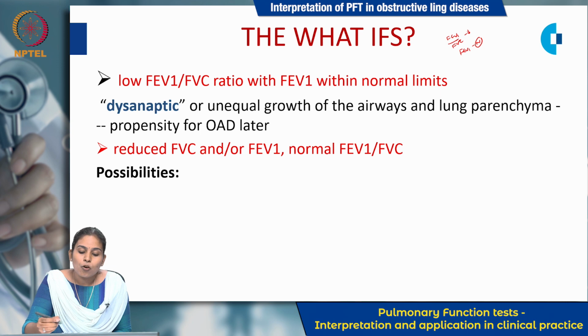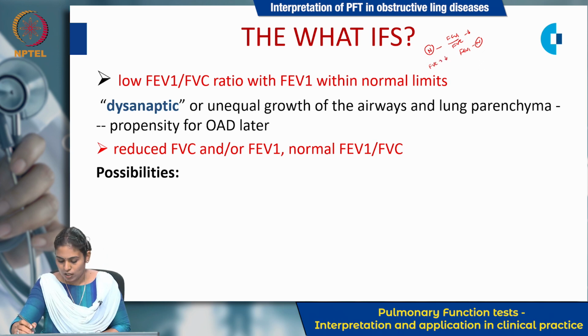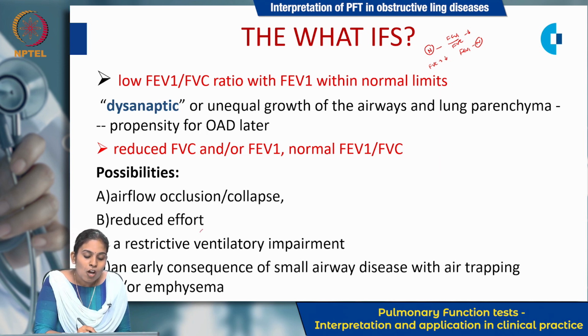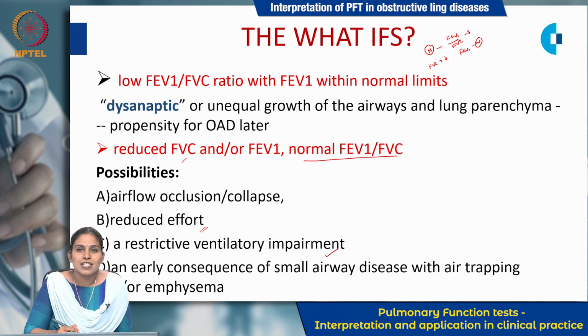Next possibility is that we have an FEV1 by FVC ratio which is normal, but your FVC is reduced. What are the possibilities for that? The person might have reduced effort, or the person may have airway obstruction or occlusion, or the person may have a restrictive ventilatory impairment. These are the conditions where the person will have a normal FEV1 by FVC ratio, whereas they will have a reduced FVC.